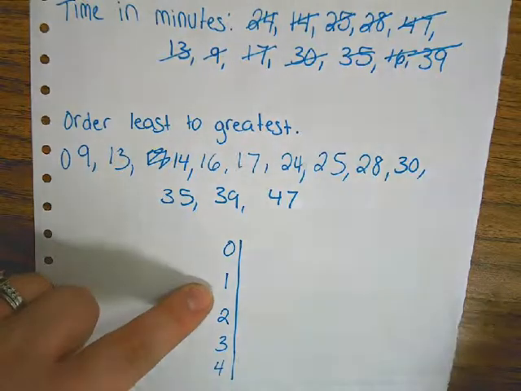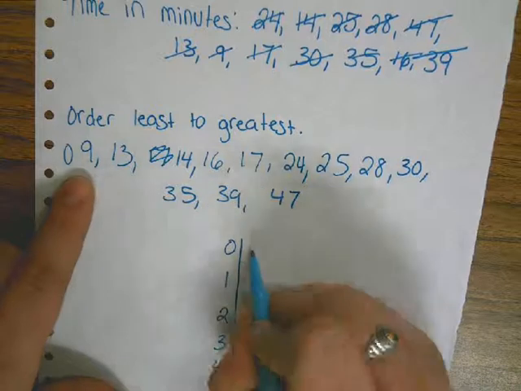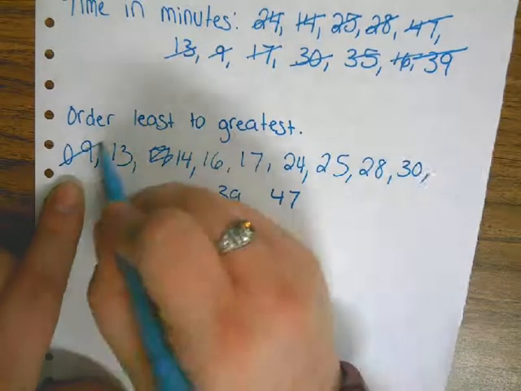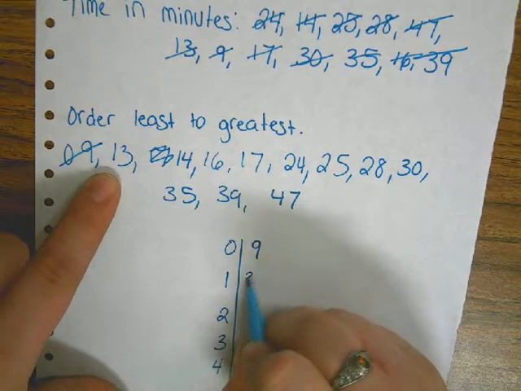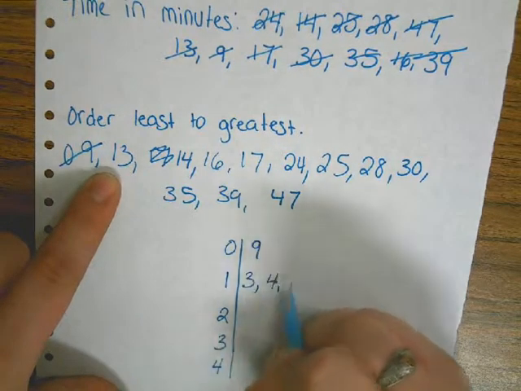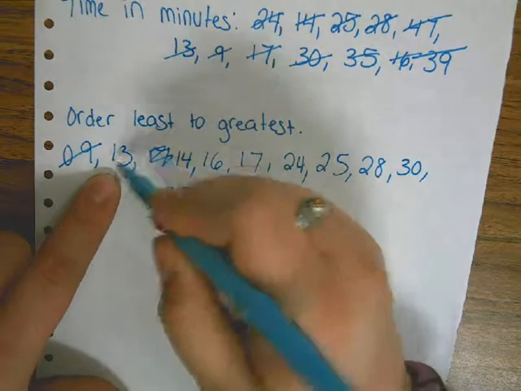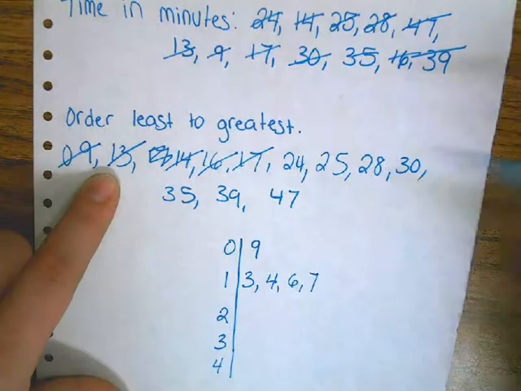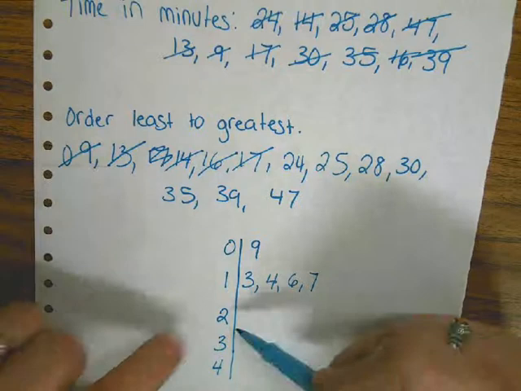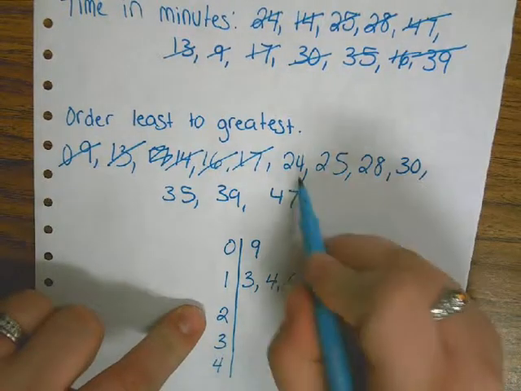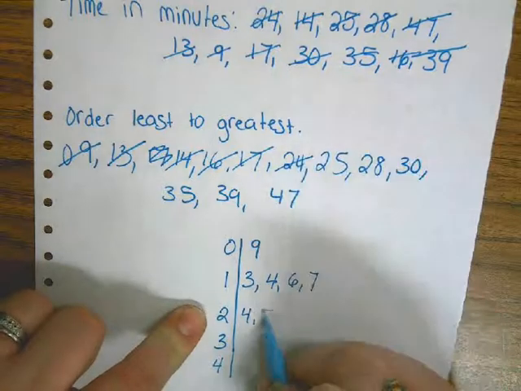Then I'm going to do the last number. So now with 0, I have a 9. So on the side I'm going to put a 9, and then I'm going to cross it out. Next number, I have a 3, 4, 6, and 7, because each of those begins with a 1. Caleb, it's really hard to do this if you don't write it down. Alright, so what's going to go with my 2? 4, because that's the first one. You got to go in order. 4, 5, and 8.